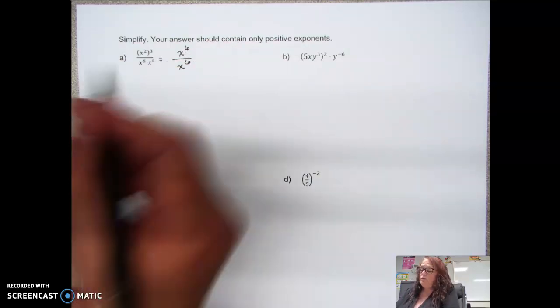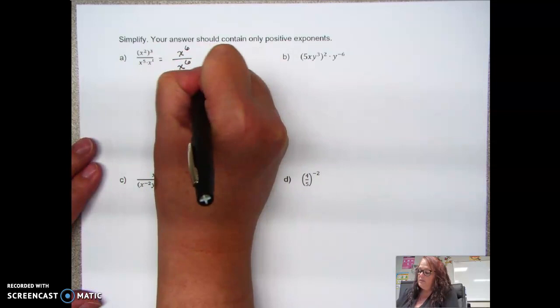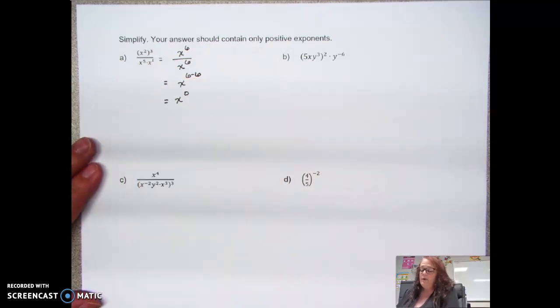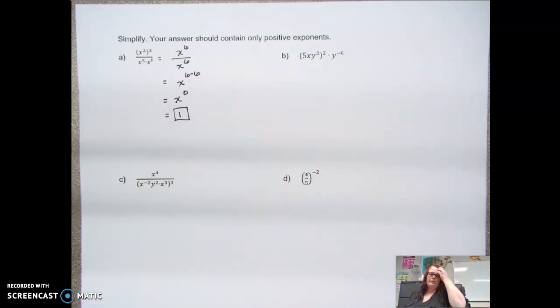Then I have the quotient rule that says keep your base the same and subtract your exponents. So this is equivalent to x to the 0, but the 0 rule says that is always going to be 1. So any number to the 0 power gives me 1. So pause the video for a minute and see what you can do with B.